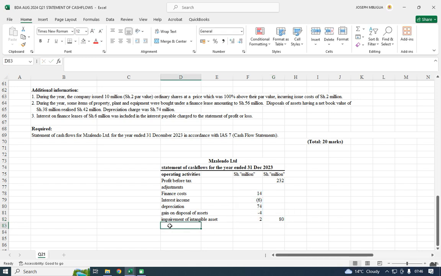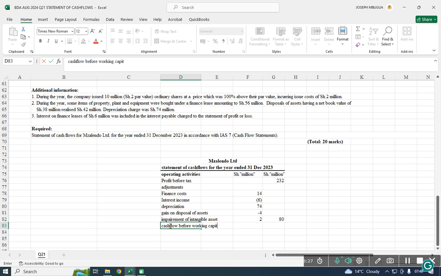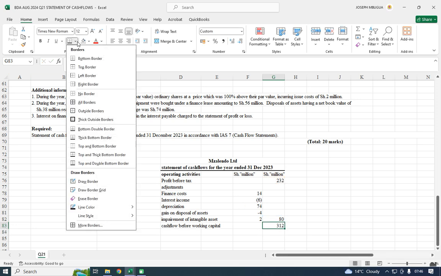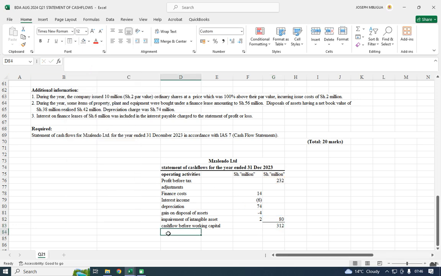So we get the cash flow before working capital. We shall take the sum of the two, and I'll put a top border here. That is the cash flow before working capital. Then you go to working capital.